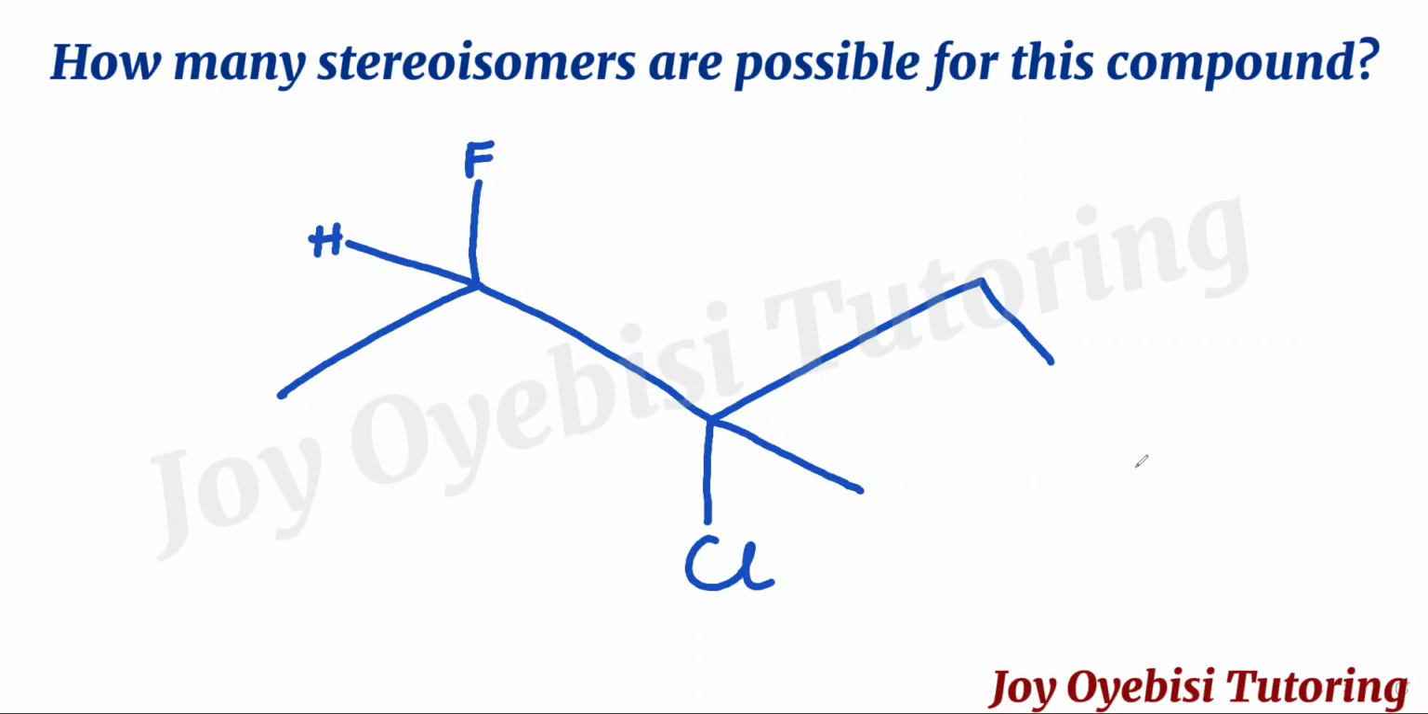Hello, in this video, I'm going to be showing you how to identify how many stereoisomers are possible for the compound on the screen. The first thing to do is to identify all the chiral centers in the compound. Before we do that, let's identify all the carbons in this compound.